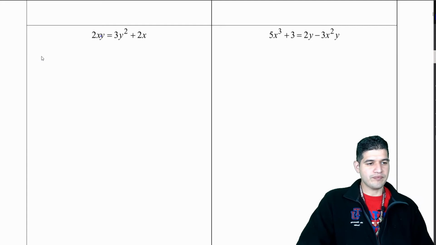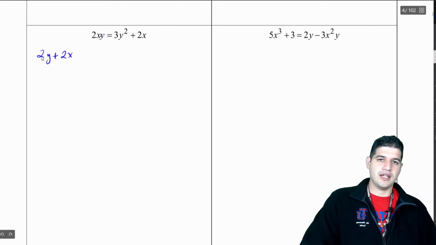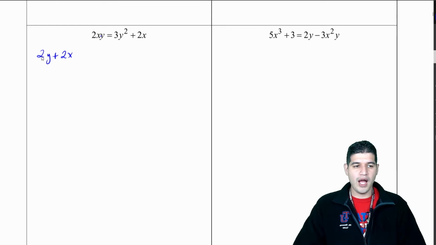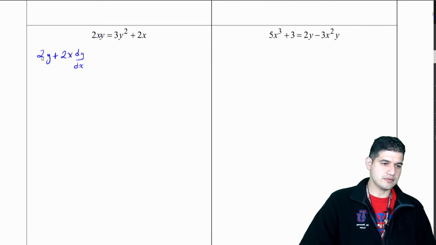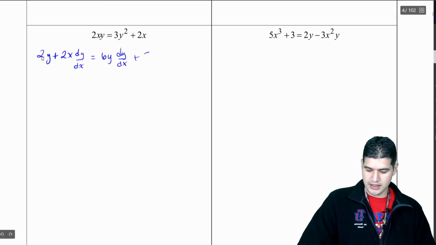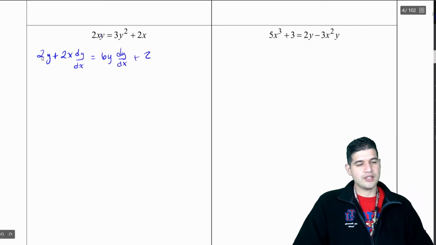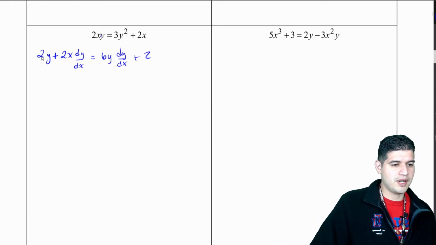All right, so derivative of the first is going to be 2 times the second, which is just y, plus the first, which is 2x, times the derivative of the second, which is dy/dx, equals 6y dy/dx plus 2. So you're using the product rule, nothing changes, you still have to follow through with the product rule.